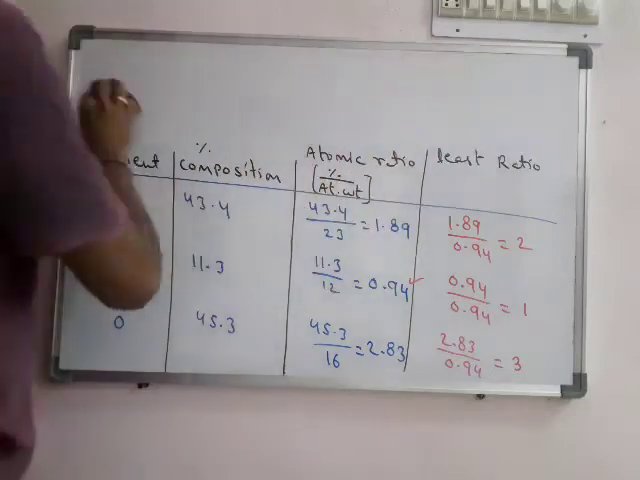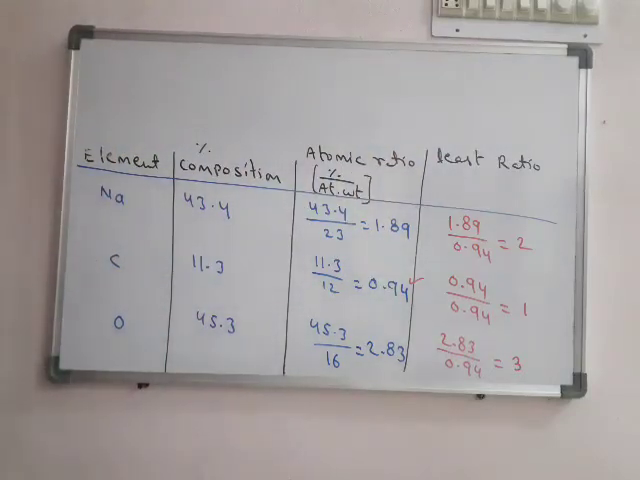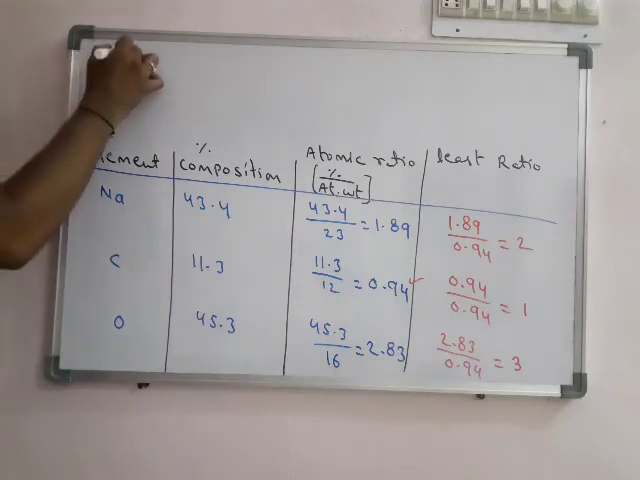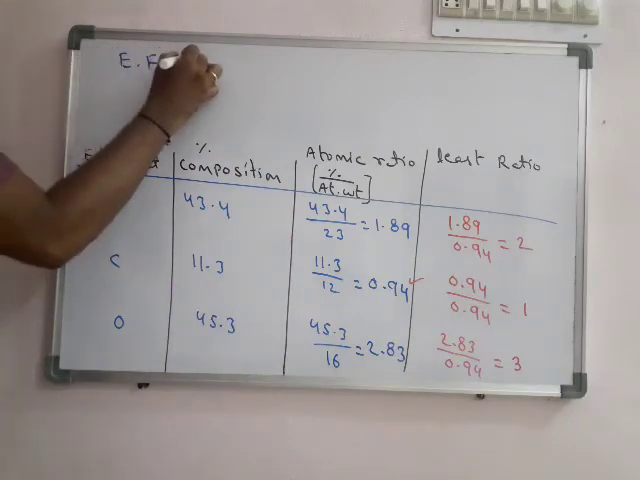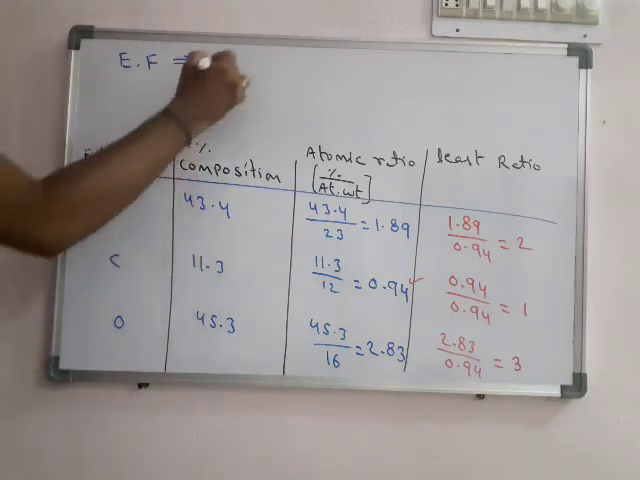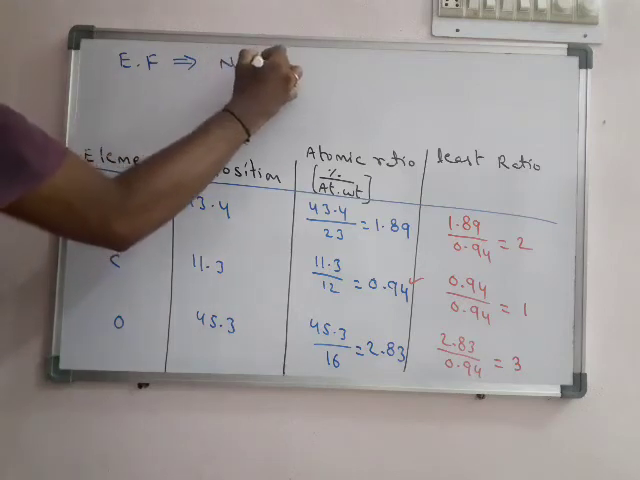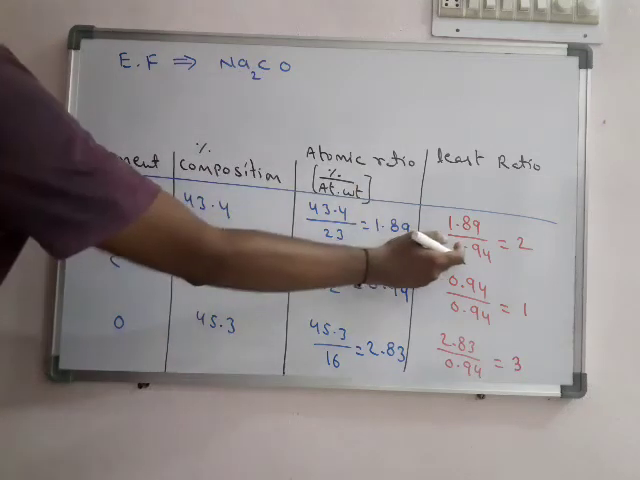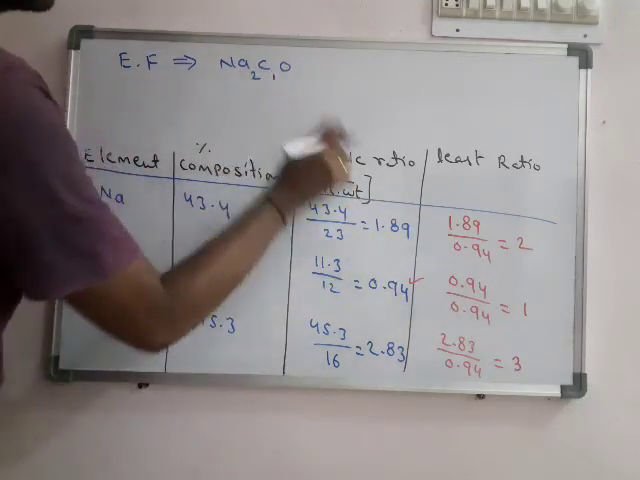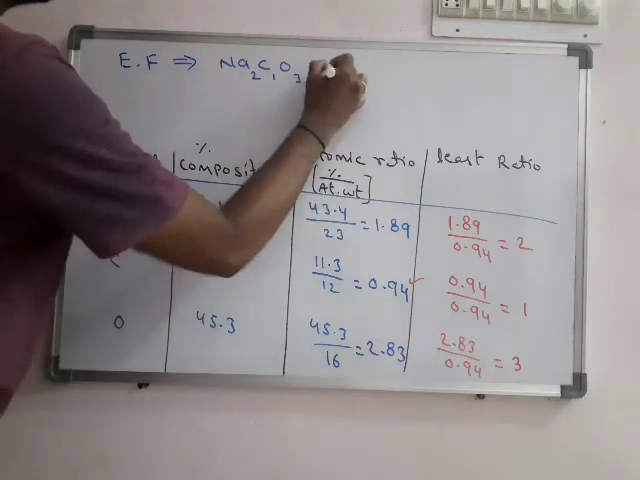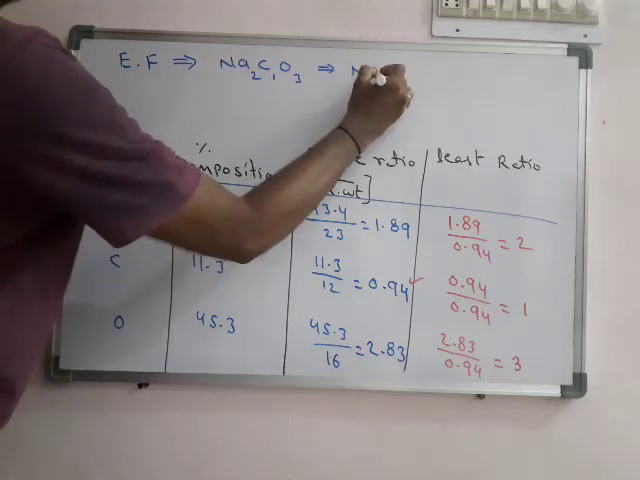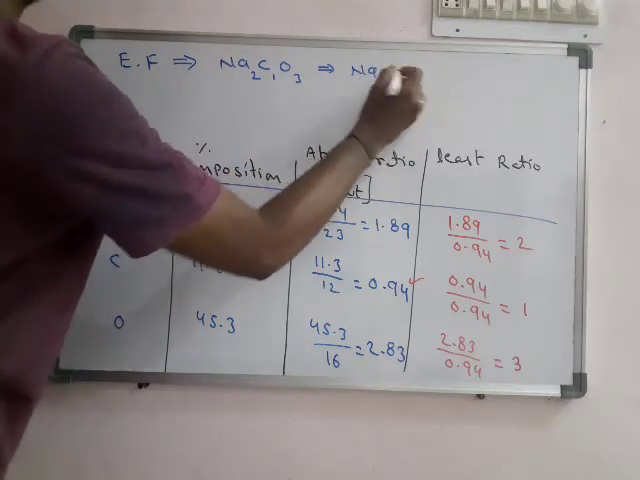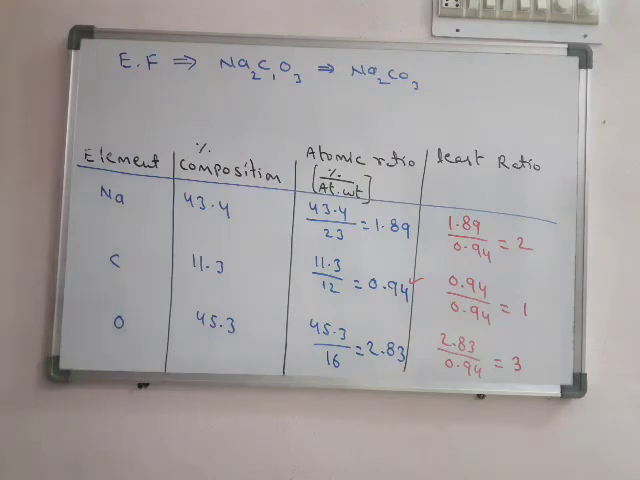So after this calculation, by seeing these values we are able to write the empirical formula. So the empirical formula of the compound, what are the elements? Sodium, carbon, oxygen. Sodium ratio, how much least ratio? 2. Carbon 1. Oxygen 3. So we can write it as Na2CO3, which is sodium carbonate.